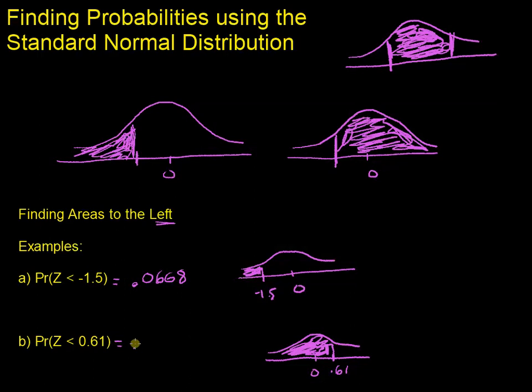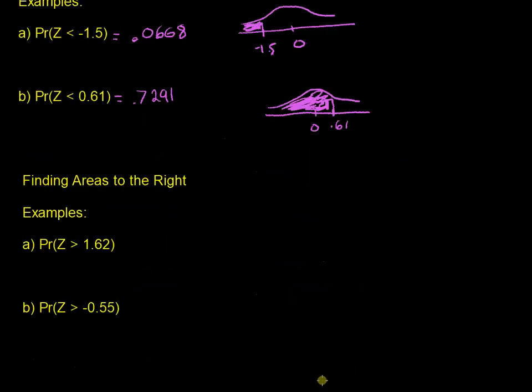All right, so 0.7291. For finding areas to the left, basically you just look up the z-value, and the table gives you the area to the left, so you're good to go. Use the value that the table gives you. All right, moving on to finding areas to the right.